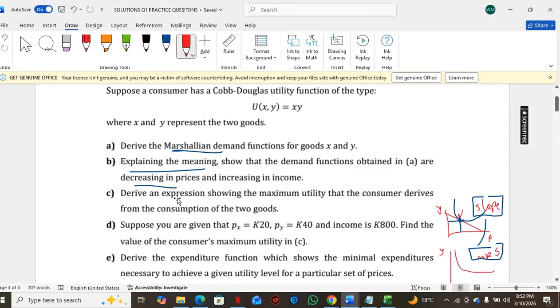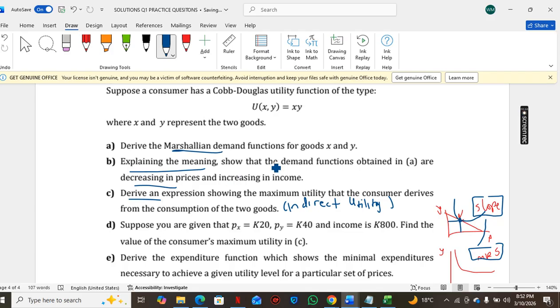Part C is saying derive an expression showing the maximum utility that the consumer derives from the consumption of the two goods. Okay, so here what we're talking about is the indirect utility function. Colleagues, this indirect utility function is to give you the maximum satisfaction that you're going to get from the two goods. Okay, colleagues? Indirect utility function tells you the maximum satisfaction you're going to get from the consumption of the two goods. So we have to get that expression.